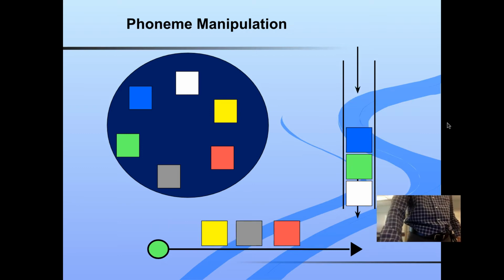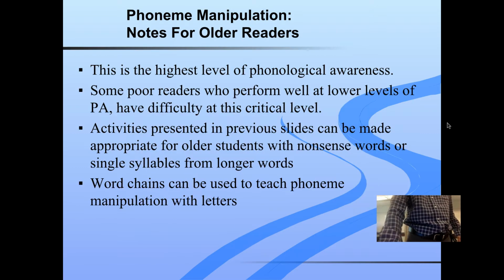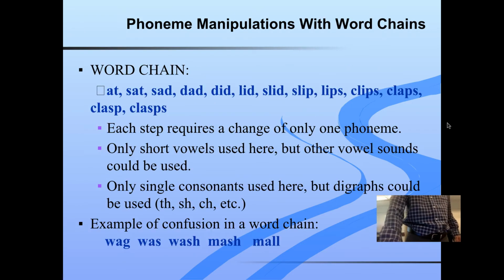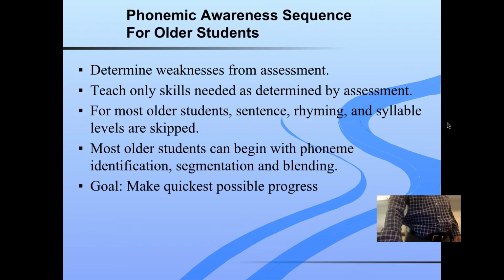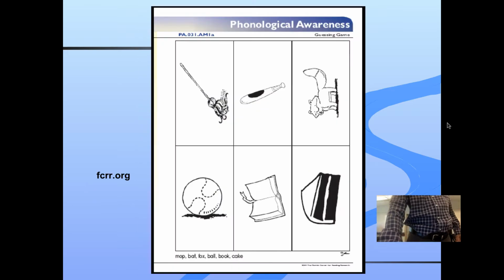So with manipulation, you can play with the different words. For older readers, it's the highest level. You can play with word chains where you're making words. You can have your word walls where you're having kids put up onsets and rhymes, and then there are different activities that we can look at.